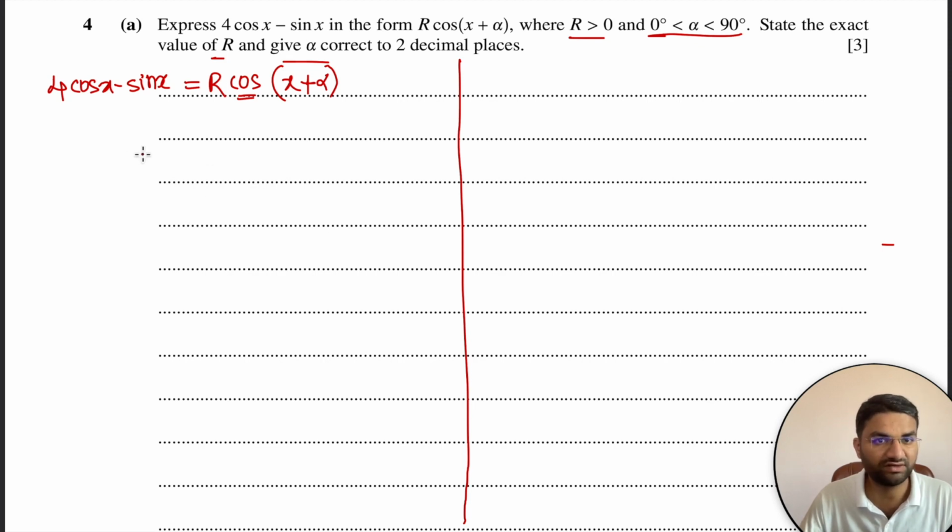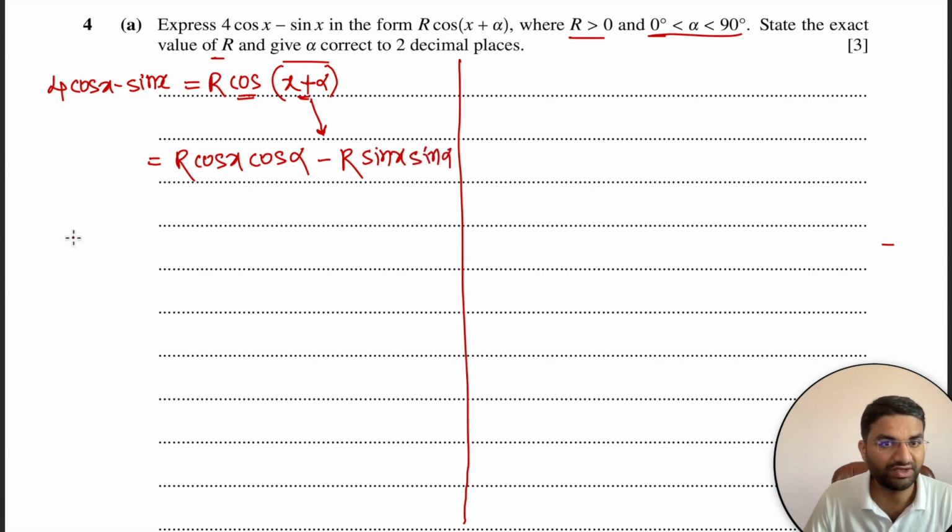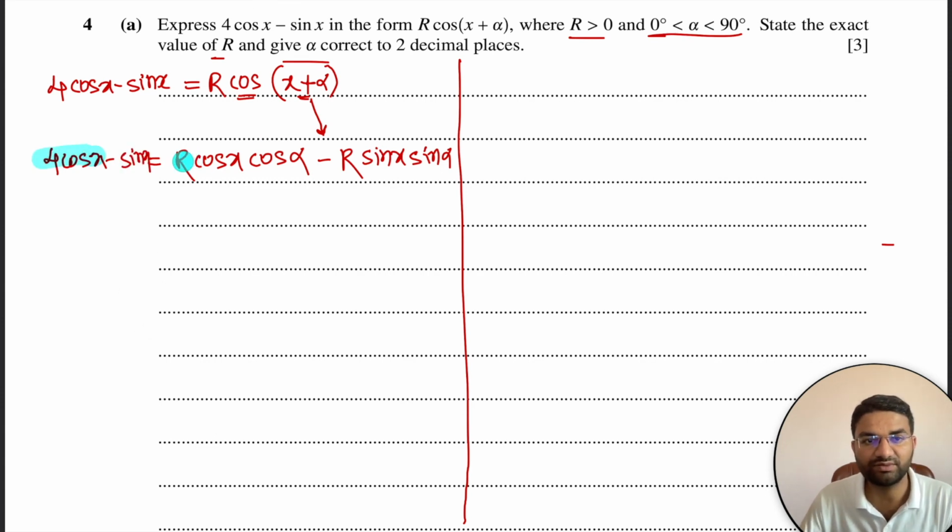It's a cos sin formula, isn't it? The expansion is r cos x cos alpha, then negative r sin x sin alpha. Then compare with 4 cos x minus sin x. The cos x terms and the sin x terms have to be compared. So r cos alpha is equal to 4, and r sin alpha is equal to 1.